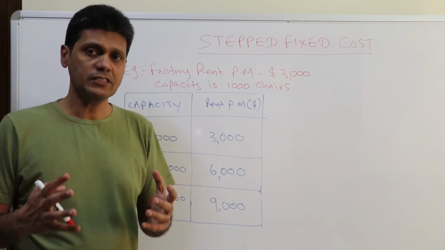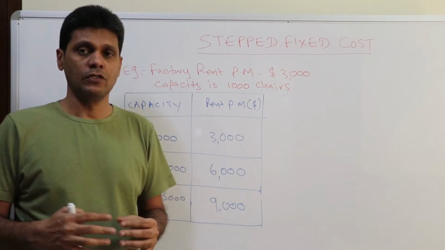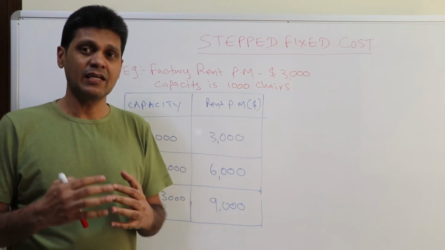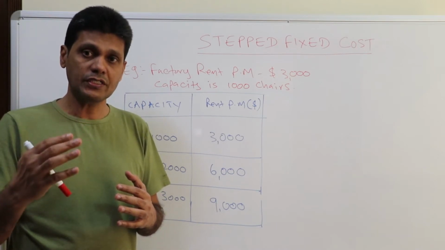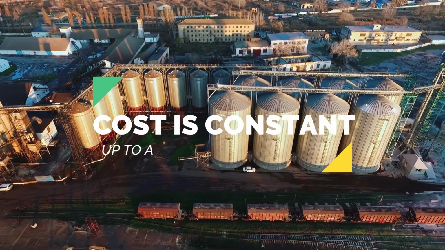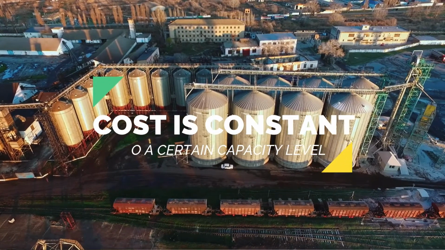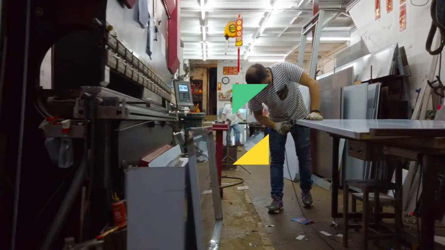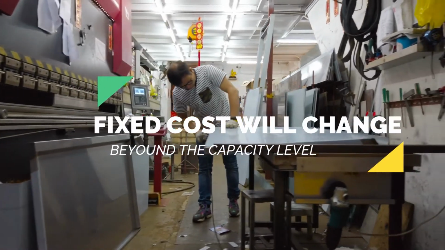So what is a step fixed cost? Step fixed cost means it's a fixed cost, but the cost is constant up to a certain activity level. Up to a certain capacity level, the cost will be constant. Over and above that capacity, the fixed cost will change.